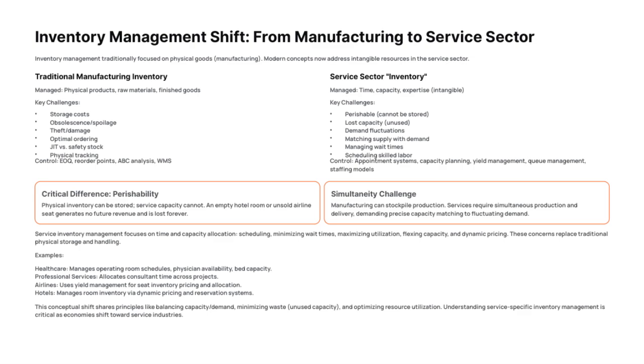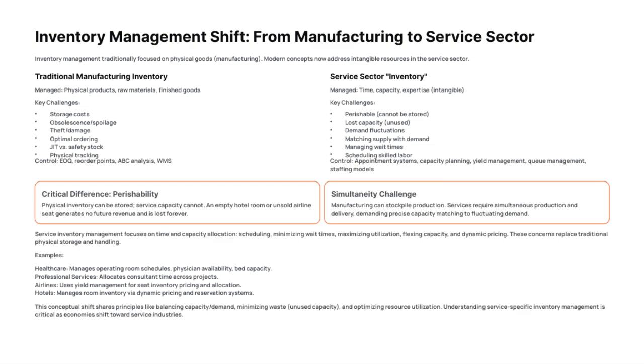Unlike manufacturing, where inventory can be stockpiled, services require simultaneous production and delivery. This creates a simultaneity challenge. For instance, an empty hotel room or an unsold airline seat doesn't generate future revenue. Once missed, that opportunity is lost forever. This brings us to the critical difference: perishability. Service capacity is perishable. If unused, it's gone.